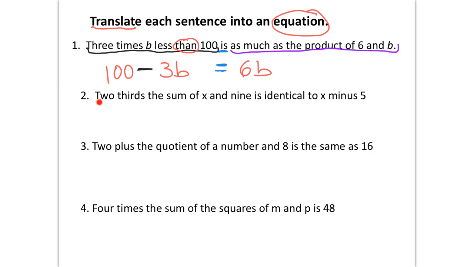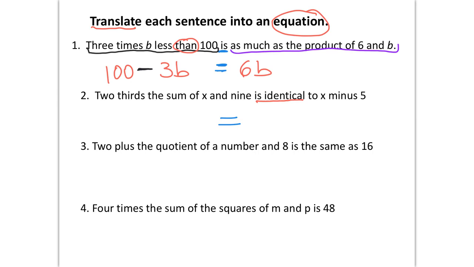Number 2 says 2/3 the sum of x and 9 is identical to x minus 5. Another keyword is identical. Now we know the word is means an equal sign. And identical, well, you know that means equal. So let me underline the word is identical. So that means it's going to be equal. And I'm going to put the equal sign right here for is identical.